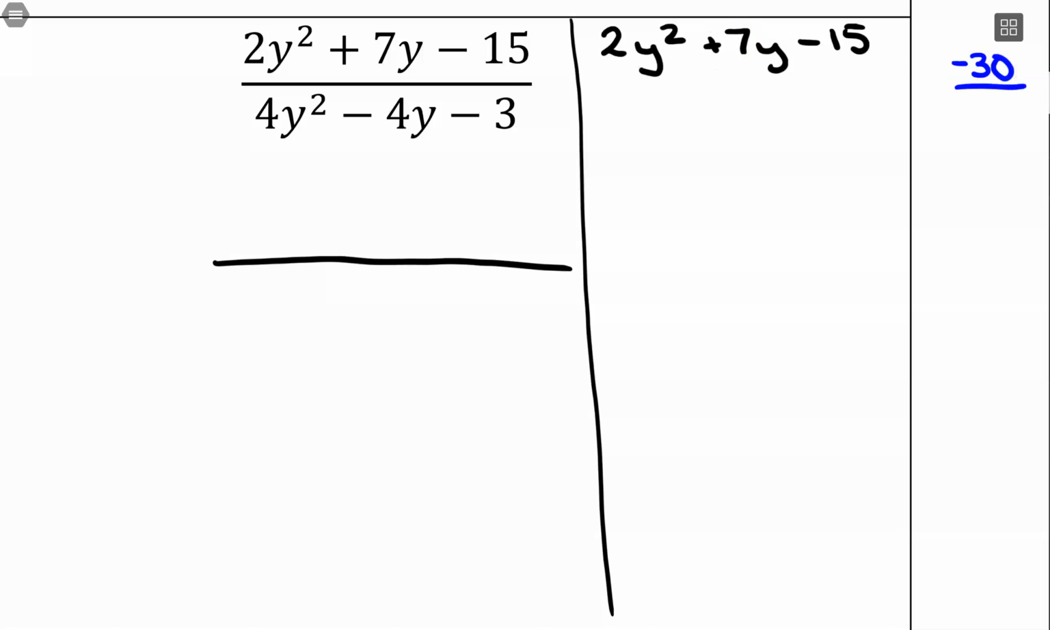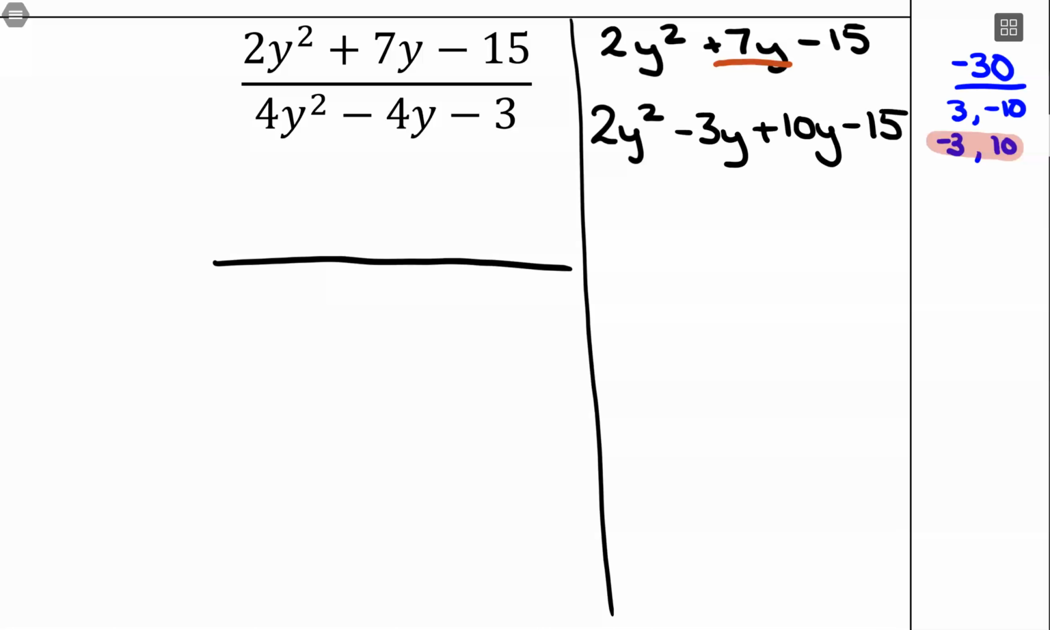So I'm thinking the 10 and 3 will be a good pairing. So either positive 3 with negative 10 or negative 3 with positive 10. So that first pair would add up to negative 7. So close but not quite, but negative 3 plus 10, perfect. So those two values are going to help me split up my middle term there. So I'm still going to have 2y squared, I'm going to have a negative 3y plus 10y, and then that minus 15 at the end.